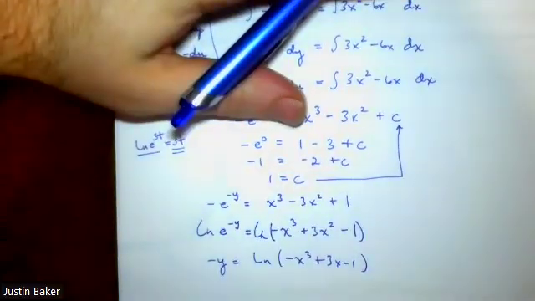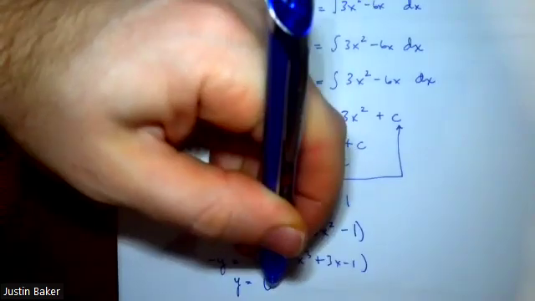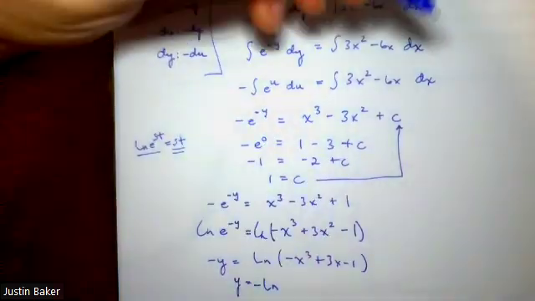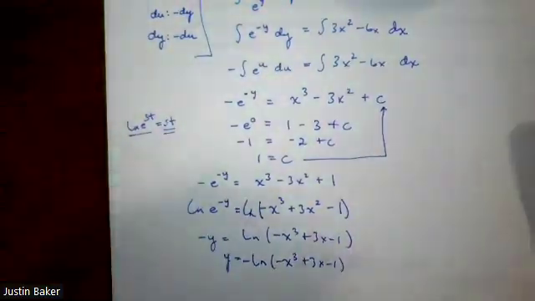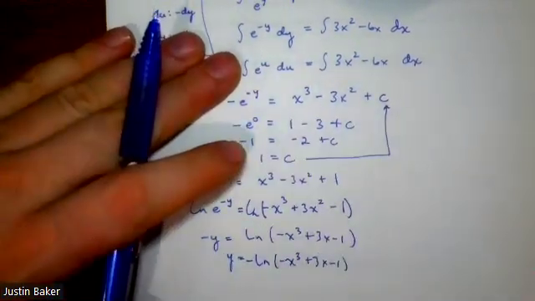And then our last step is to divide both sides by negative 1. So y is equal to negative natural log of the same stuff. And that would be your final answer. Okay. So feel free to pause and rewind if you want to go through anything else on that one.